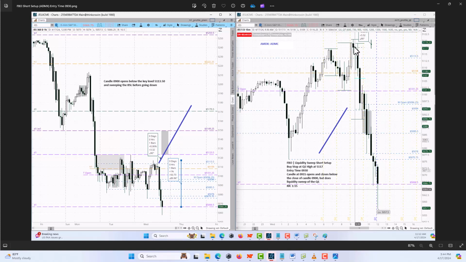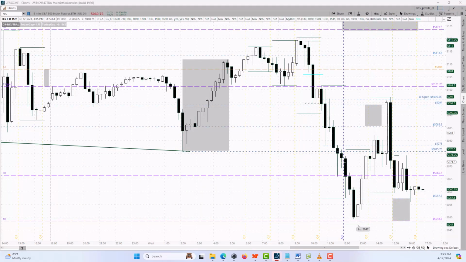And we look at the candle 9:15 right here. It opened and closed below the close of the 9:30. That's what we traced at 9:30 right here. But it does sweep the liquidity, so that's the whole idea right there. And what else did we learn for today?